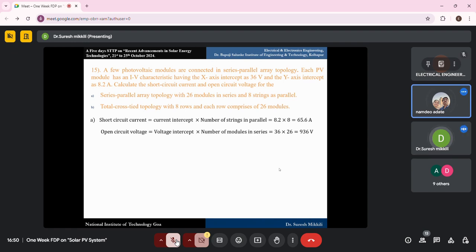Do you understand? In the TCT, all are connected together. There are 8 rows, and in each row 26 modules are there. First row has 26 modules, second row 26 modules, like that 8 rows are there.